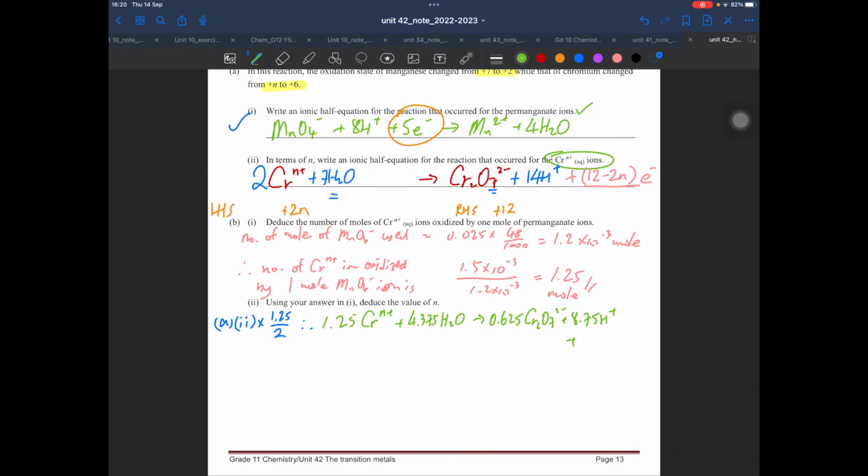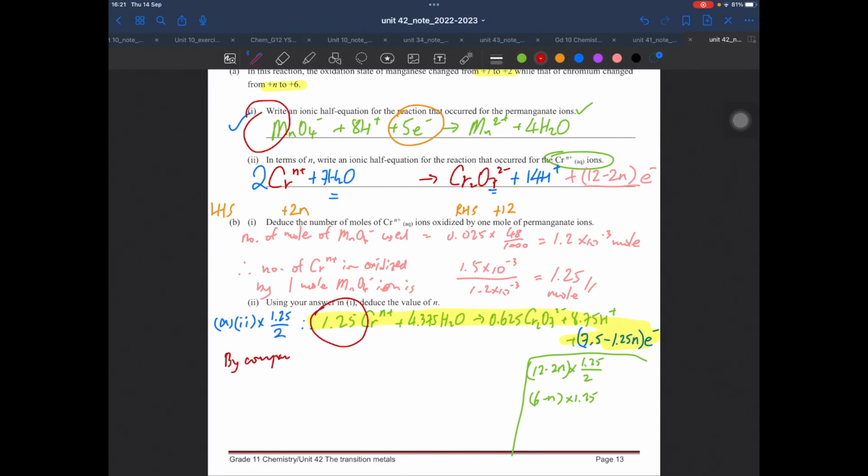But the critical part is how many electrons we have. Let me calculate. Finally, I need 7.5 minus 1.25n electrons. Now this equation is critical. With the balanced equation, we can compare the number of electrons on both sides. They should be equal, right? So we got it: n equals 2. This is the answer. For those students who are weak in math, try to redo it by yourself, and I'm sure you can do it well. If you have any questions, please ask me. See you next time. Bye bye.